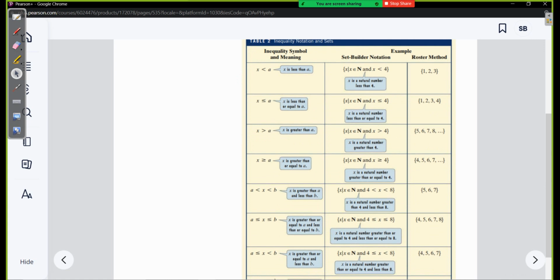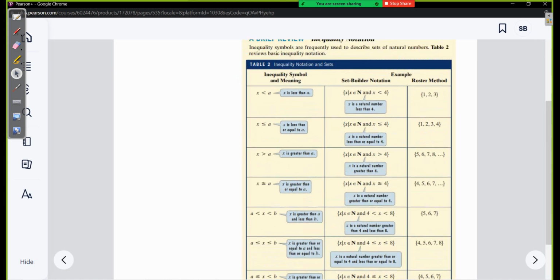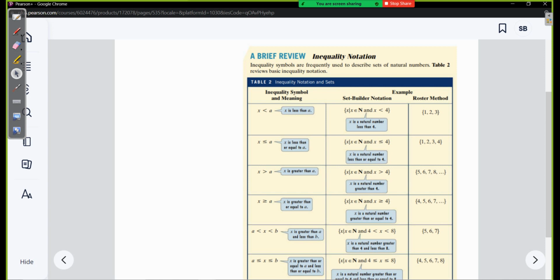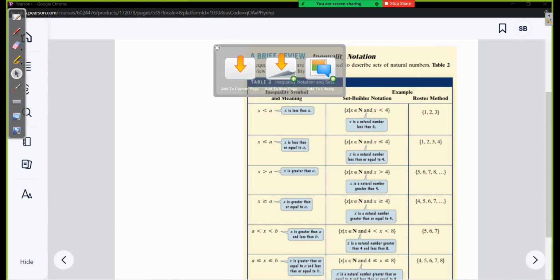All right, so let's do this brief review of inequality notation, just in case, because I know many of you probably haven't taken mathematics in a good while, or if you have, you haven't thought about it because you don't care to. That's okay.